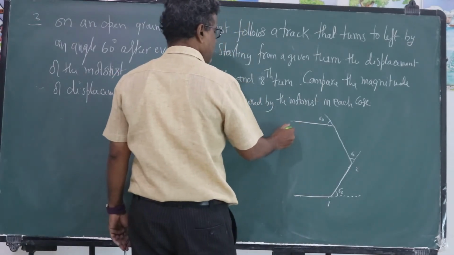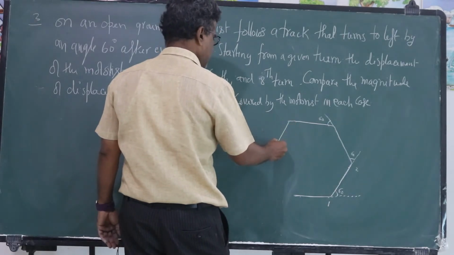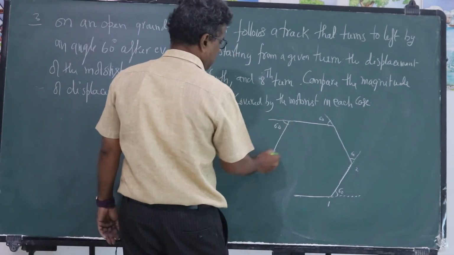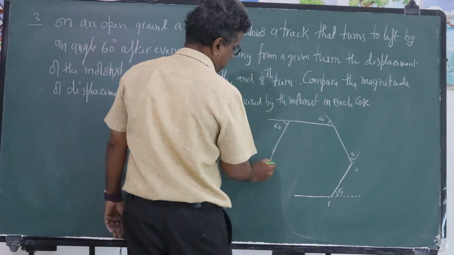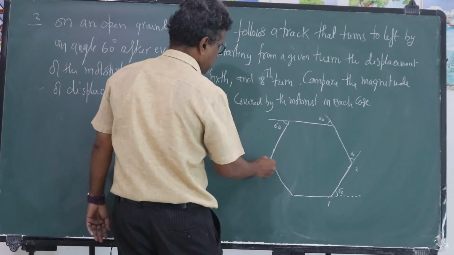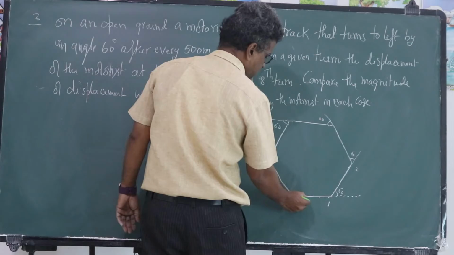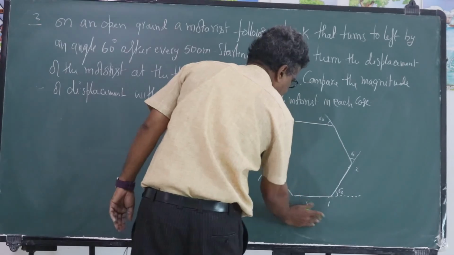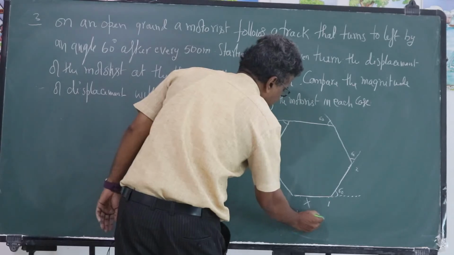It seems to be a regular hexagon, with sides of 500 meters, and again he turns 60 degrees. This is again 60 degrees, he turns left, and again 60 degrees. So he reaches here, and this angle is 60 degrees. Every time he travels a distance x. What is x here? x is 500 meters.